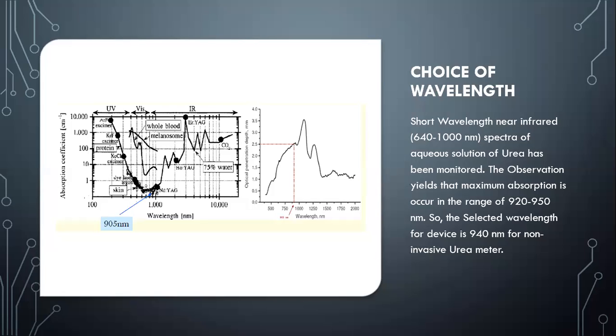Short wavelength near infrared, 640 to 1000 nm, spectra of aqueous solution of urea has been monitored. The observation yields that maximum absorption occurs in the range of 920 to 950 nm. So the wavelength which we have selected for our device is basically 940 nm for the non-invasive urea meter. This is the wavelength which we'll be using in our device.